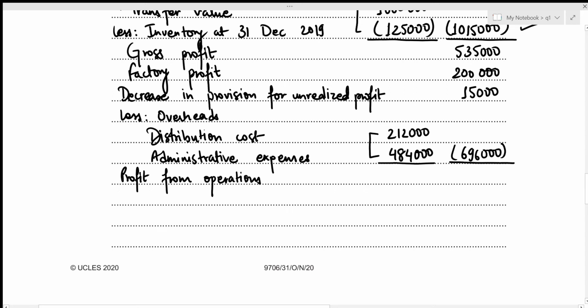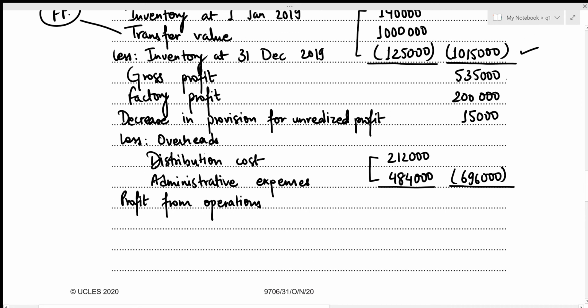And that is going to be the sum of these four amounts. So that's 535,000 plus 200,000 plus 15,000 minus 696,000, which results in our profit from operations having the value of 54,000. And the next step would be to subtract all of our finance charges in order to find out our profit for the year.